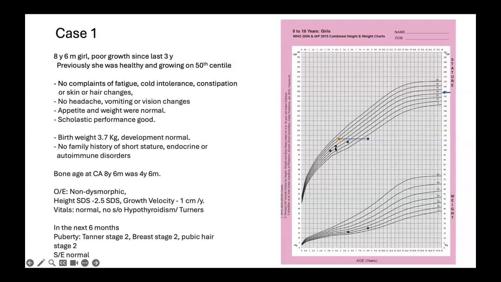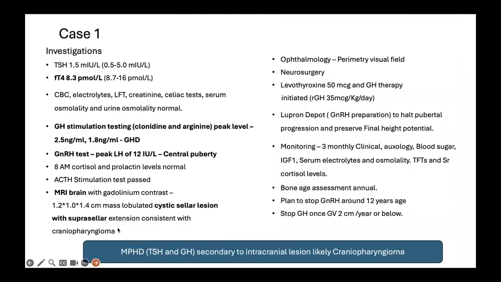Looking at the weight, we can see that she's following her own weight centile, so weight is fairly preserved. So there is more propensity of this to be an endocrine underlying cause. The bone age is marked by the small red triangle, and as you can see, at 8 years 6 months of chronological age, her bone age is quite delayed, and it is 4 years and 6 months. A Tanner staging showed initial pubertal staging of 2. On evaluation, it turned out that this girl had, on imaging, a lesion suggestive of craniopharyngioma.